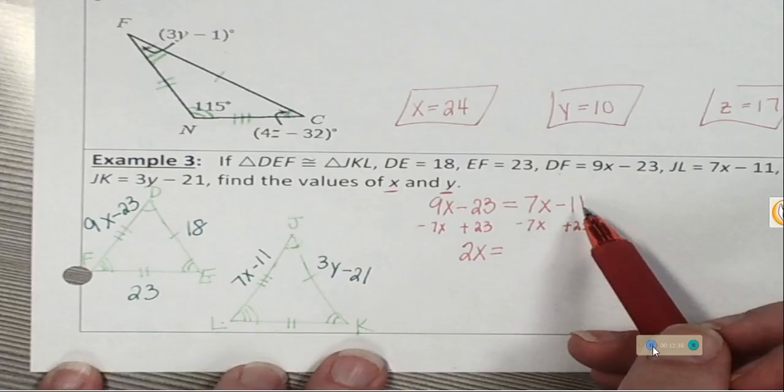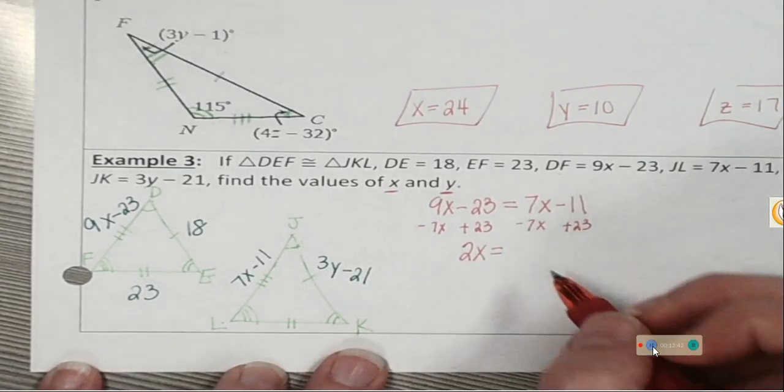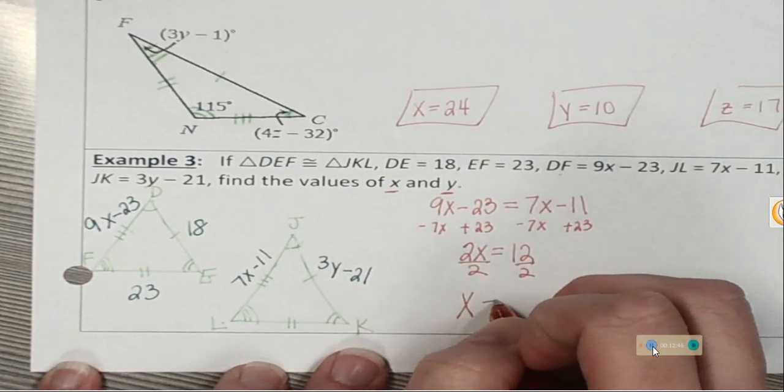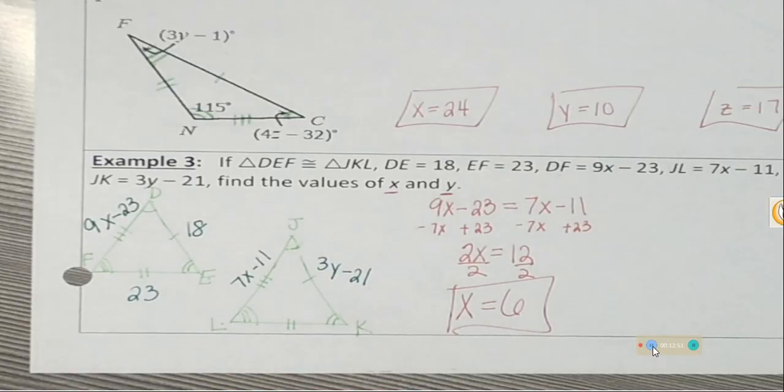And negative 11 plus 23 gives me a total of 12. So that when I divide by 2, what is your x value? 6. Now, 6 is the value of x.